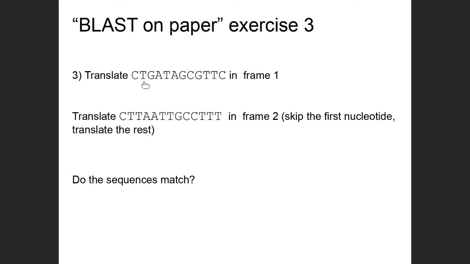So let's see. When I said translate this in frame 1, I will introduce you to what you're going to do here. That will mean you have to look up something called genetic code. And you are going to see that 3 nucleotides encode 1 amino acid. So frame 1 means read the first, second, and third. That's 1 amino acid. And then the next triplet is your second amino acid. The next triplet is your third amino acid. And when I say do it in frame 2, what I mean is skip this first one, and these 3 are your first amino acid.